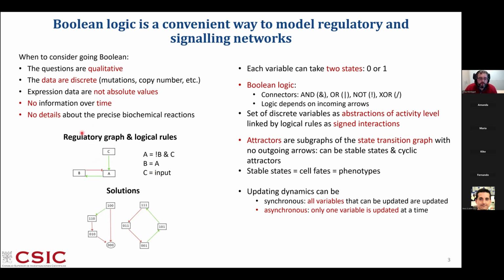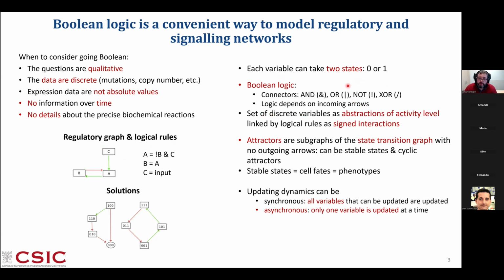So usually this starts with a regulatory graph. You just draw the activations and inhibitions between A, B, and C. Then you translate this regulatory graph into logical rules. So you know that the activation of A depends on the non-presence of B and the presence of C, and so on and so forth. In these formulas, each variable takes two states, inactive or active. And then you gather the activations and inhibitions using Boolean logic. So you have connectors, and the logic depends on the incoming arrows of the regulatory graph.